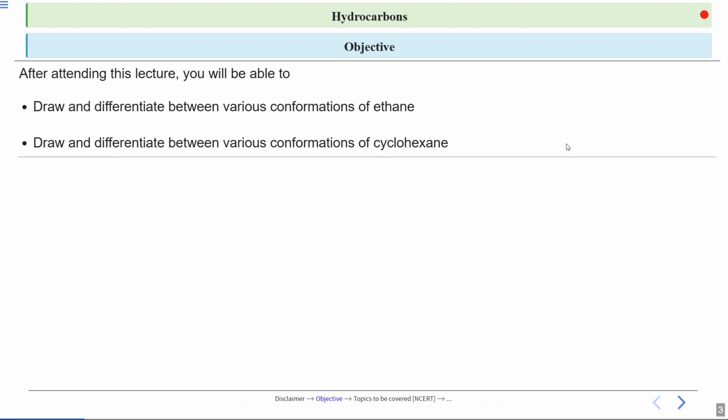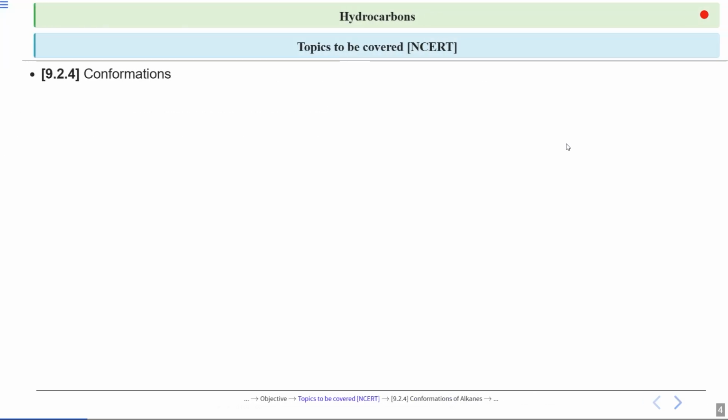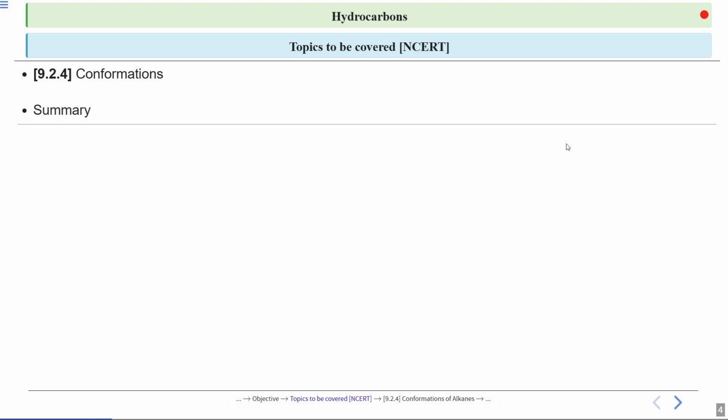Then after, we will look at the conformation of cyclohexane. This is a bonus topic for you. Cyclohexane is a kind of complicated molecule that does not exist in its expected planar form, but rather exists in the chair form. So we will try to predict that chair form as well in today's class. Now, if I talk about the specific sections of the NCERT, we will cover NCERT section 9.2.4, conformations, and then after we will have a quick summary of today's class.